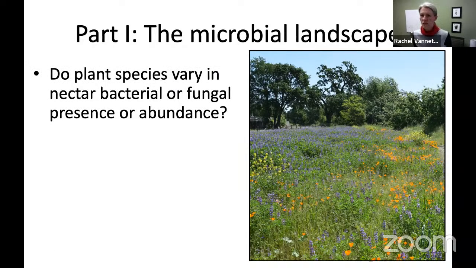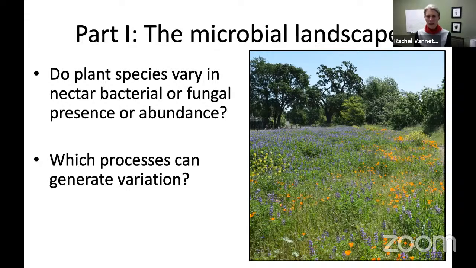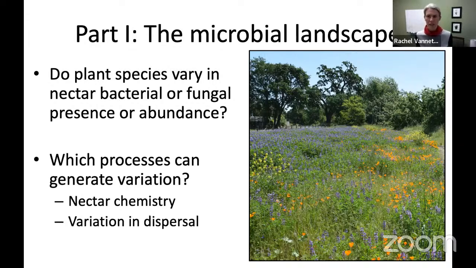So one of the questions we wanted to ask here: do plant species vary in nectar bacterial or fungal presence and also abundance? Like, where do we find these things and where are they abundant? And the second part of this question is what processes generate variation in microbial presence or abundance across the landscape? We might consider nectar chemistry, variation in dispersal, and you can probably think of some other processes that could generate this variation.